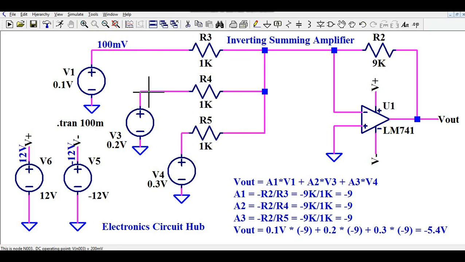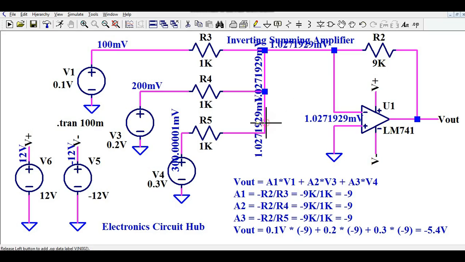You see this is 100 millivolt, here is 200, you see guys here is 300, then you can find the voltage at this node is 1 millivolt. Can you see the voltage here? You can see here the voltage is 10 millivolt, right? Let me delete it. Okay guys, and now let me show you the voltage at output. You can see the output voltage is minus 5.37, very close to 5.4 volt. You can see your theoretical and practical results are matching.